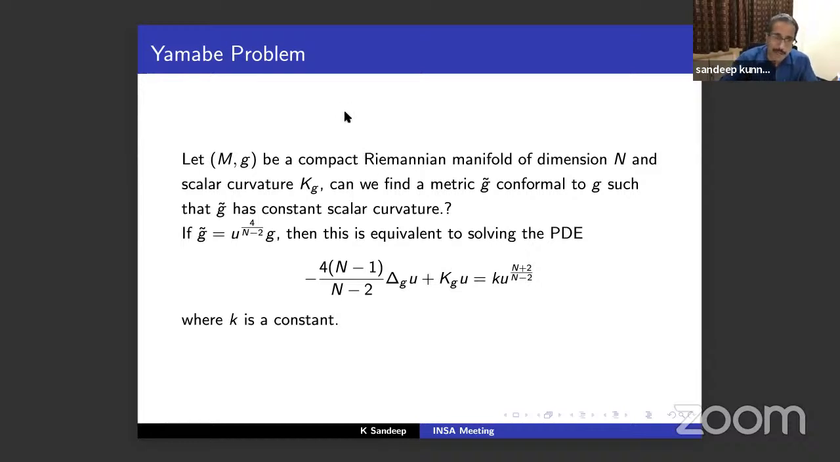So the geometric problem of Yamabe reduces to solving this kind of a partial differential equation for a constant K. Then that constant is going to be the constant curvature of the conformal metric. Okay, so this problem, as I mentioned in the beginning, I showed that the Dirichlet problem can be solved using a minimization problem. Corresponding to this partial differential equation also, you can have a minimization problem.